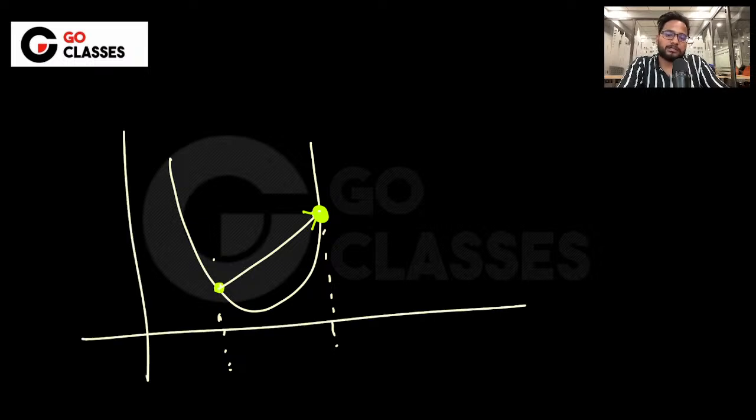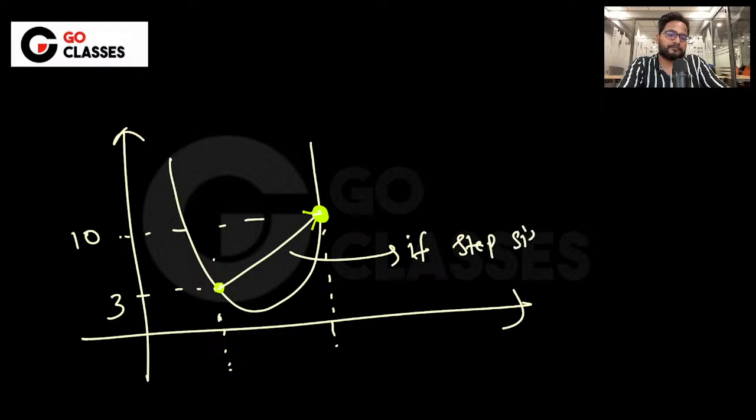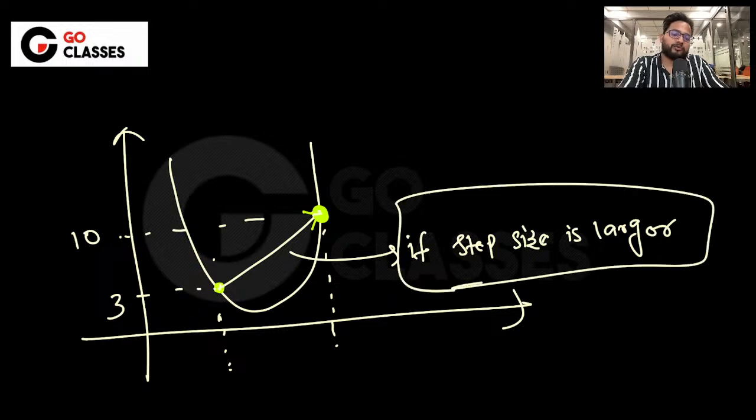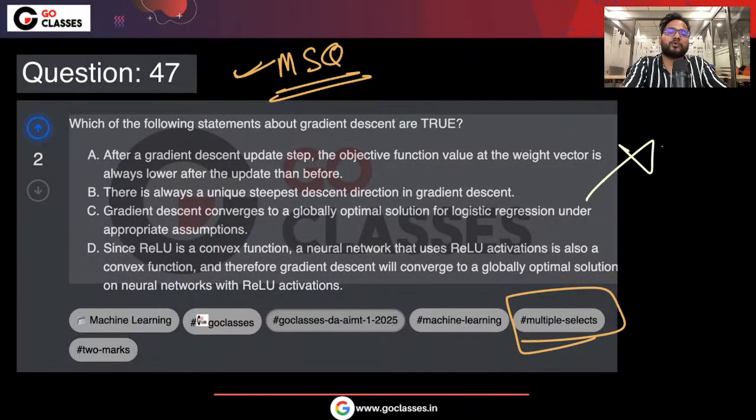the objective function, see here the objective function, let's suppose this is the objective function, here the objective function value is, let's suppose 3, but here it could be 10, right? Here it could be 10. So after one update, the value can increase, right? After update, the value can increase if the step size is larger, right? So that is why this statement is false. Is this okay to everyone? That is why this statement is false, right?